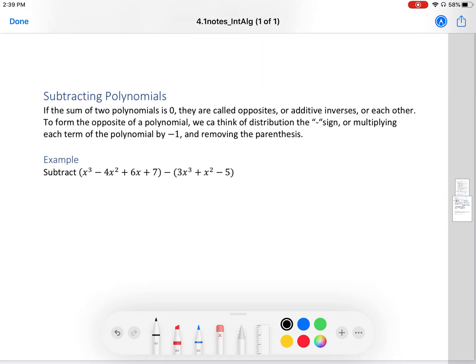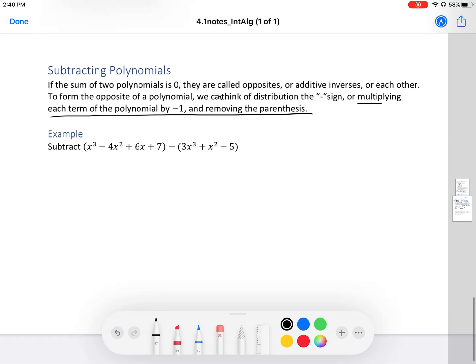Subtracting polynomials. If the sum of two polynomials is 0, they are called opposites, or additive inverses of each other. To form the opposite of a polynomial, we can think of distribution of the negative sign, or multiplying each term of the polynomial by negative 1 and removing parentheses. So we're going to multiply the negative 1 in and remove the parentheses.